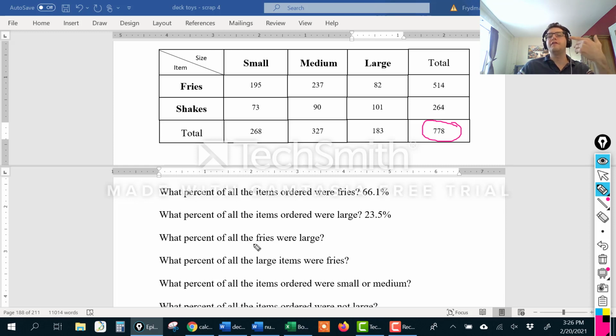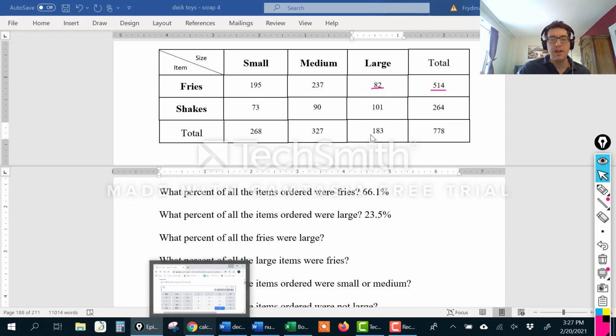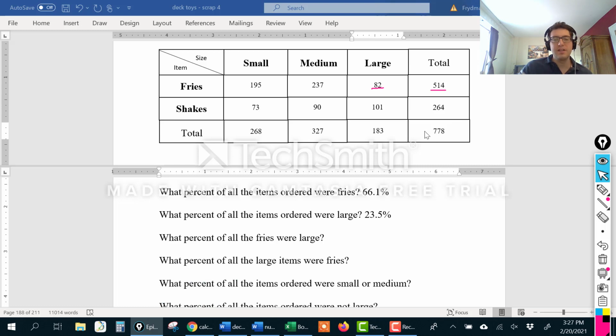I want to know, out of all the fries which were ordered, what percent of them were large. Again, this number over here is the total number of fries which were ordered. Now, how many of these fries were large fries? That would be 82. So what I'm going to do for this problem is divide 82 by 514, not by 778, because that includes the shakes. We don't care about the shakes for this problem.